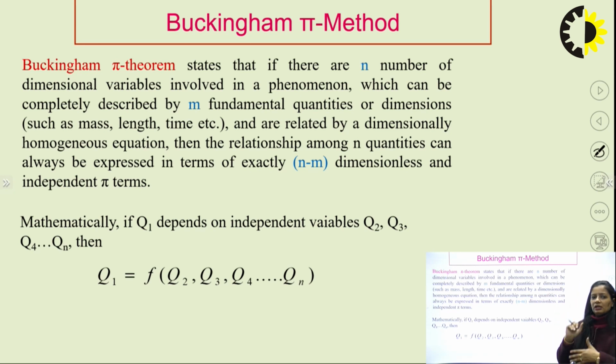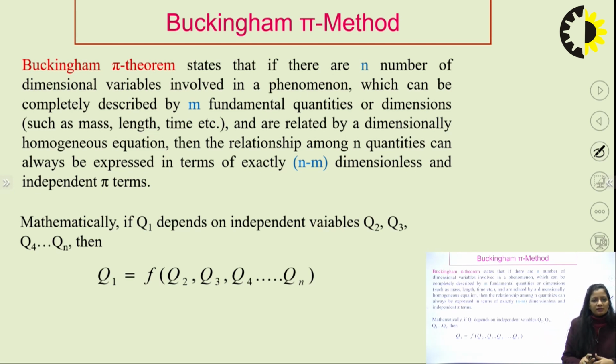So what is the Buckingham Pi theorem? It states that if there are n dimensional variables involved in a particular phenomenon, which can be completely described by m fundamental quantities, which are 3: mass, length, and time, and are related by a dimensionally homogeneous equation, then the relationship among the n quantities can be expressed in terms of n minus m dimensionless and independent pi terms.